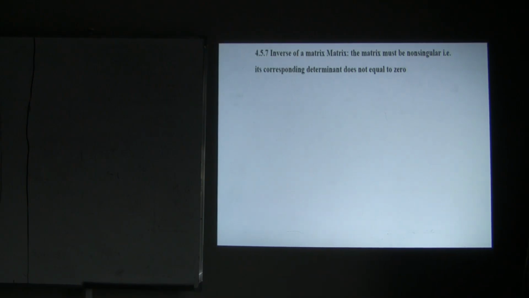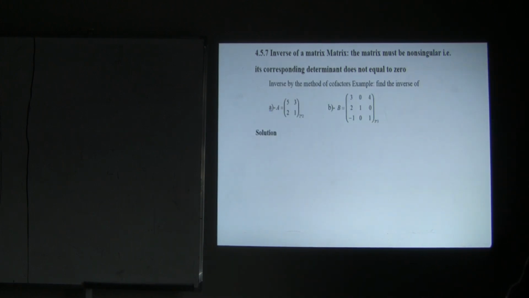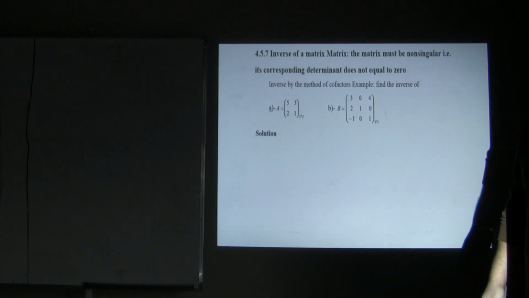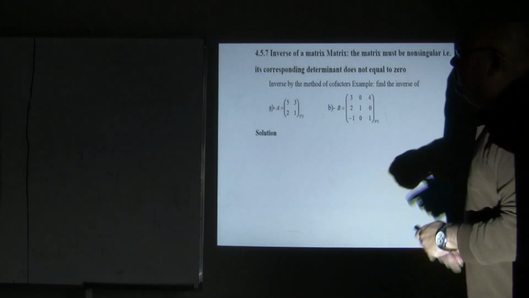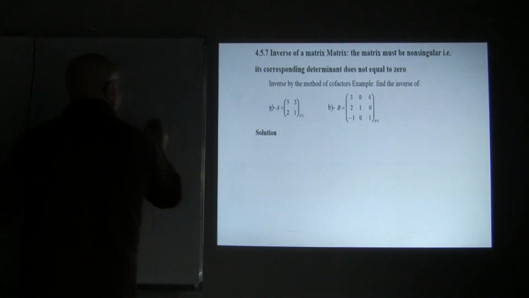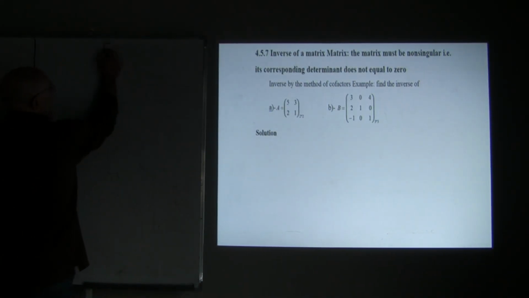Okay, now I want to get an inverse of a matrix. I can get the inverse of a matrix for a 2 by 2 or 3 by 3 using determinants. For a 2 by 2, there is a very quick way to get an inverse of a matrix. Let's say I have the matrix, which is 5, 3, 2, and 1.